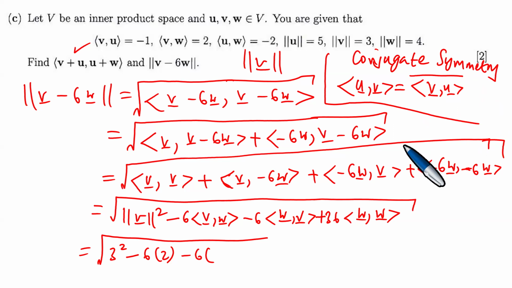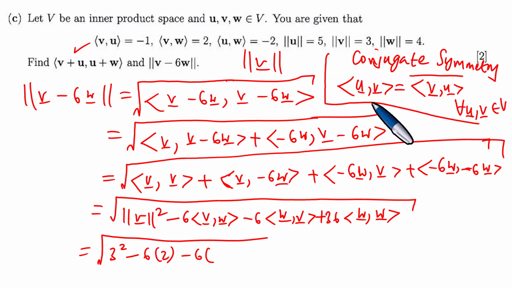So there are some books that are used at second year. Okay, this is called conjugate symmetry, and this is true for all vectors U and V in the vector space, or in the inner product space. Okay, so this is the general law.